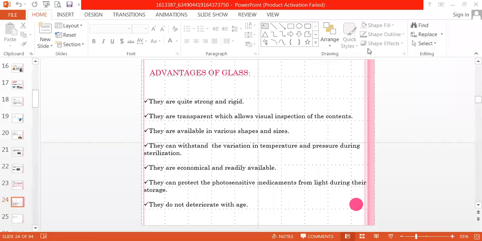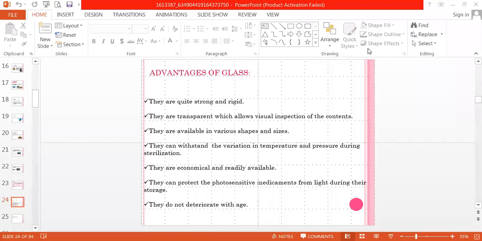Glass withstands various temperatures as well as pressure, and it supports various kinds of sterilization processes. Generally, sterilization is carried out at higher temperatures. At higher temperatures glass is stable, so it will not break down. Glass is also very economical compared to metals, and readily available whenever required.